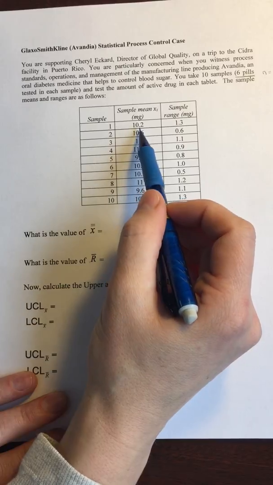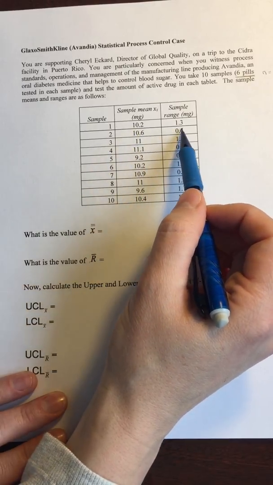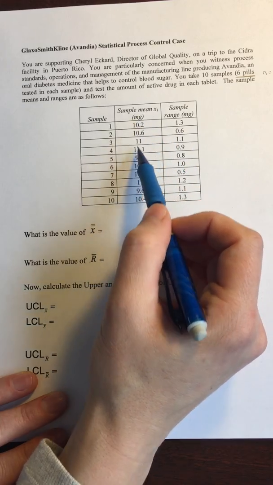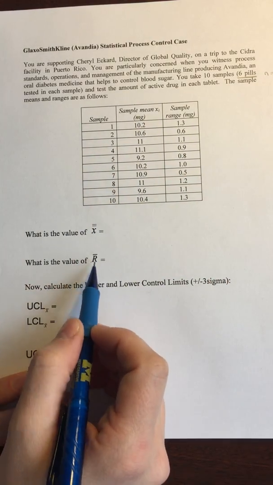So for every hour that we go back out, we're going to take the average of the 6 samples, and we're also going to take the range. These are really important because they help us determine what our X bar is and our R bar.